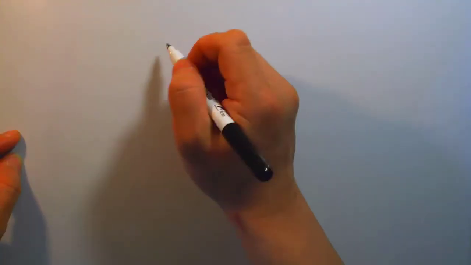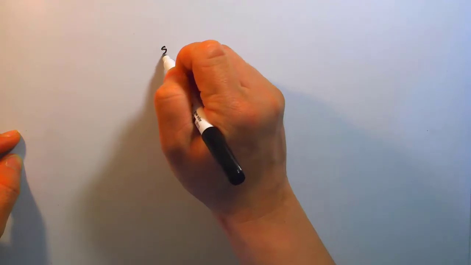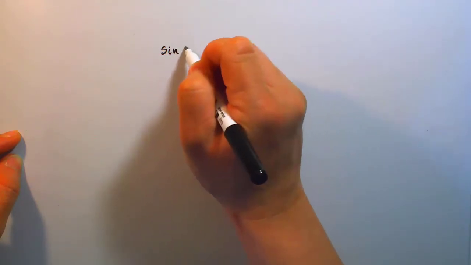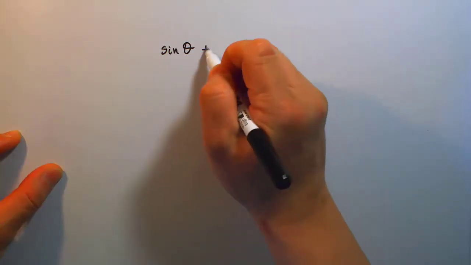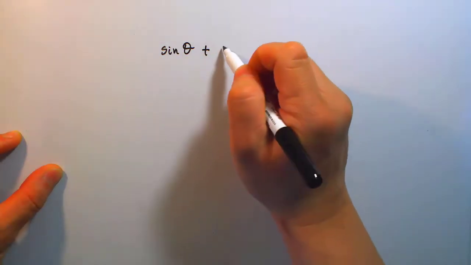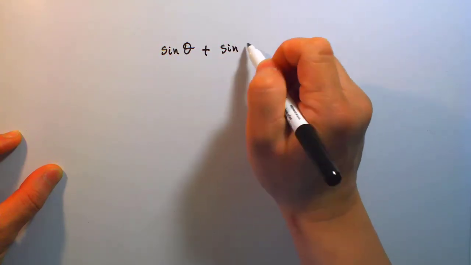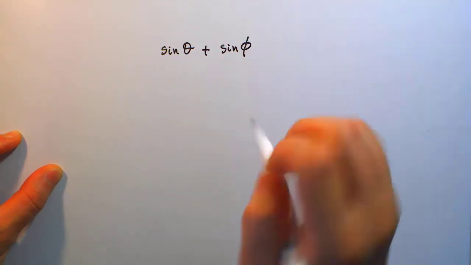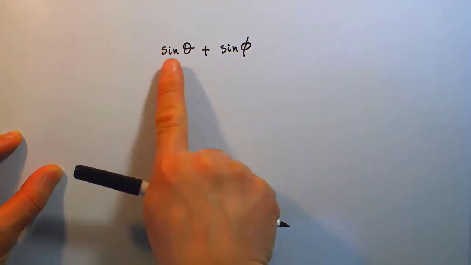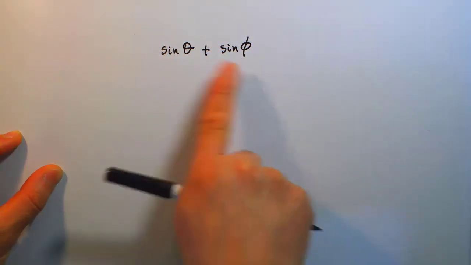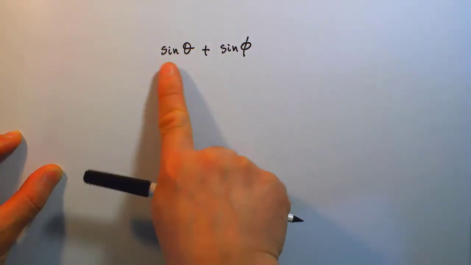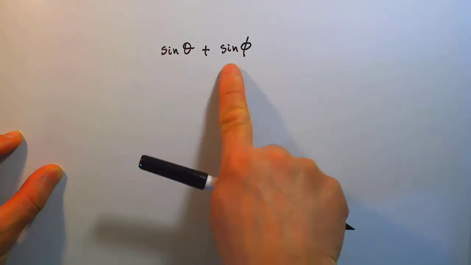And as a different example, let's say we have sine value of an angle theta plus sine value of a different angle, let's say phi. So these are two different sine values of two different angles. So sine of theta and sine of phi.